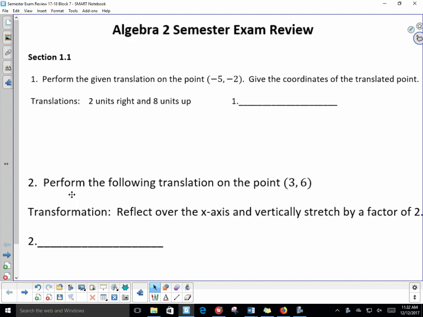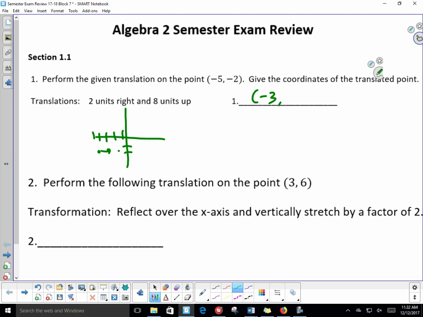Johnny, you're up first for this one. What do you think that's going to become? How would I figure that out? You add 2 to -5. Okay, so what would be the new x coordinate? -3. Okay, so if I started here and go 2 to the right, I do agree that that would be at -3. And then what about the y coordinate? 6. Yep, because I'm going to go up 8, so my new ordered pair will be (-3, 6).